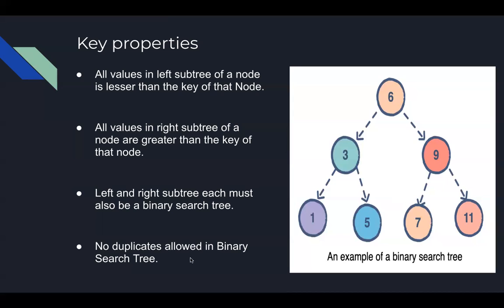And the last rule is that no duplicates are allowed in a binary search tree. And as we can see, there are no repeated values in the tree.